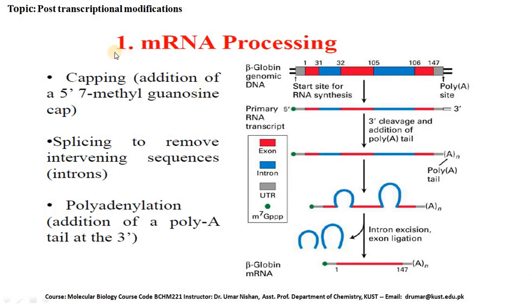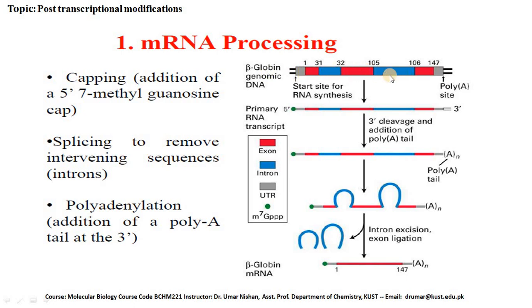Now, this processing occurs in different steps. We focus on messenger RNA processing, which requires different steps. One of those steps is capping, that is, addition of a 5' to 7-methyl guanosine cap, and then splicing to remove intervening sequences or the introns, and then polyadenylation or addition of a poly A tail at the 3' site takes place.